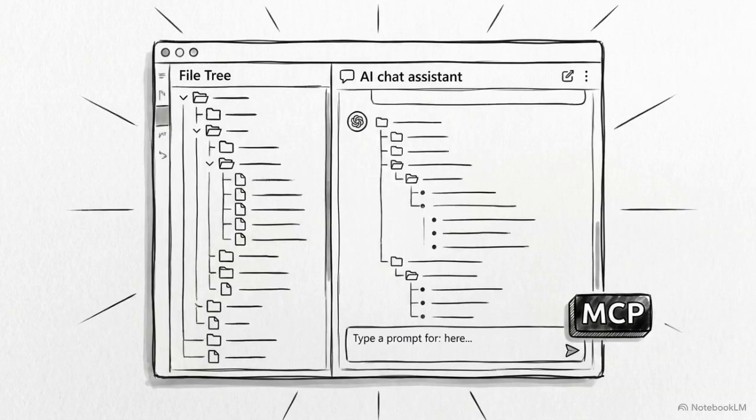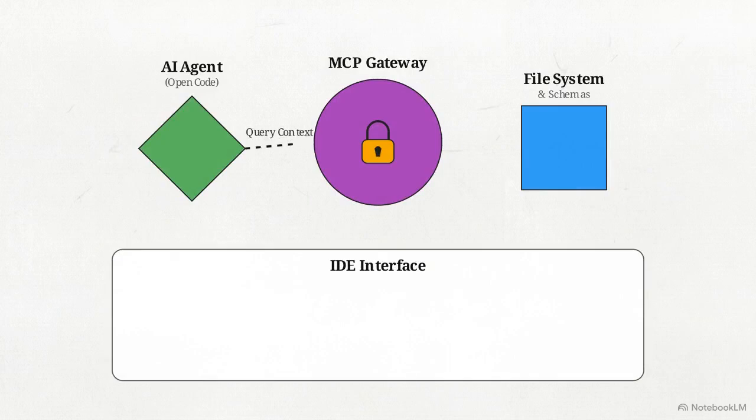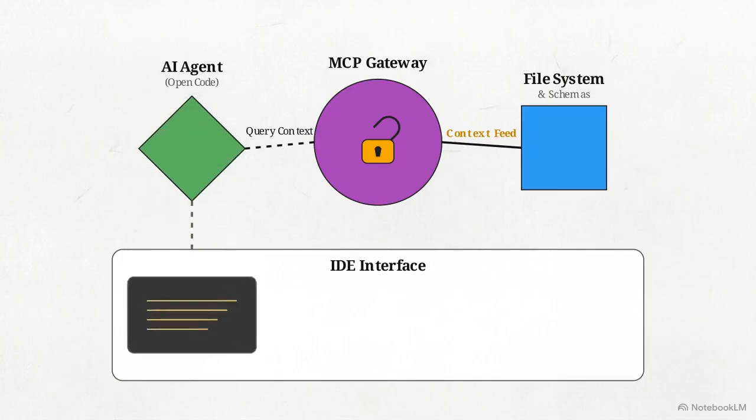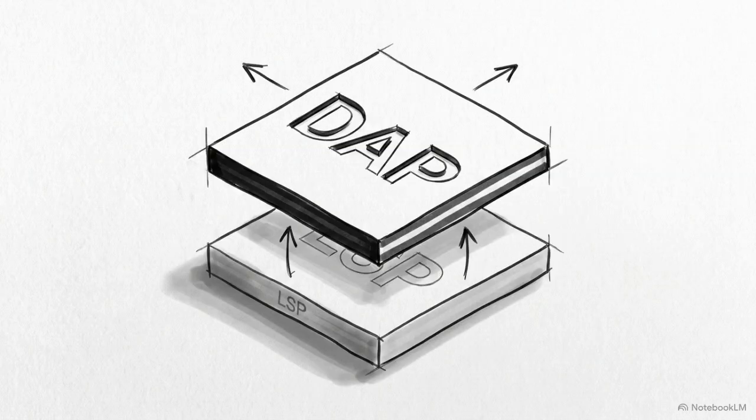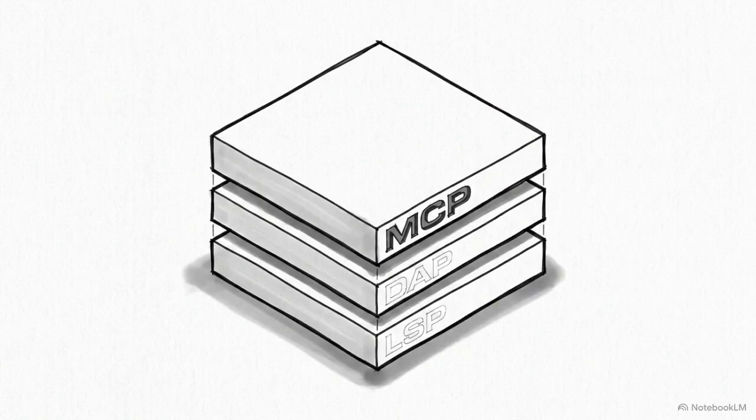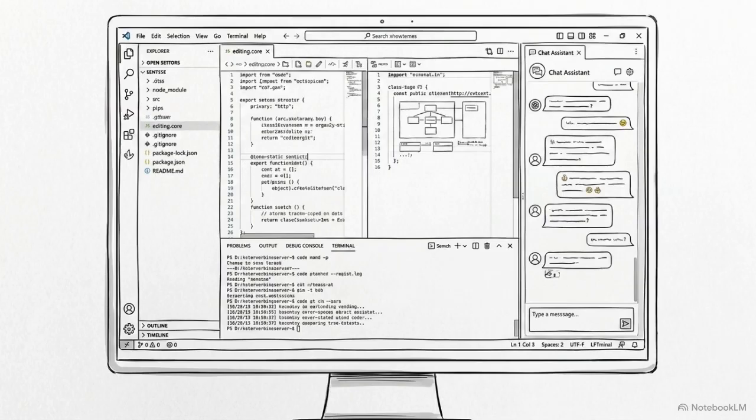To support AI-assisted coding, we integrate a third standard, the Model Context Protocol, or MCP. MCP acts as a secure gateway for AI agents, providing tools like OpenCode with controlled access to your local file system and schemas. This allows the AI to understand your custom language's structural nuances, generating code that respects your specific project context. Stacking LSP for analysis, DAP for debugging, and MCP for AI context provides your language with a complete, interactive environment across any compliant platform.